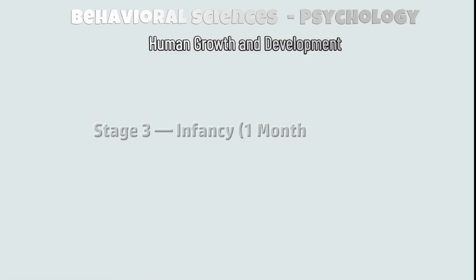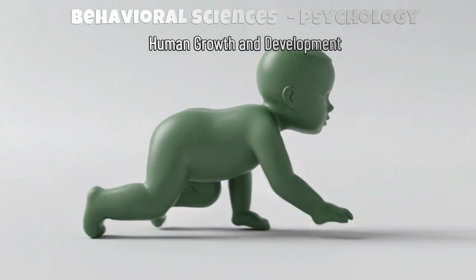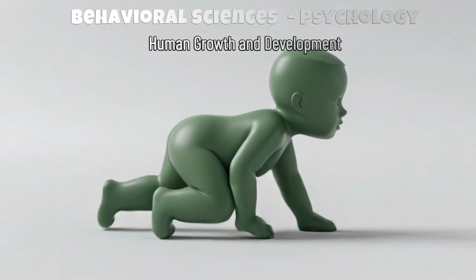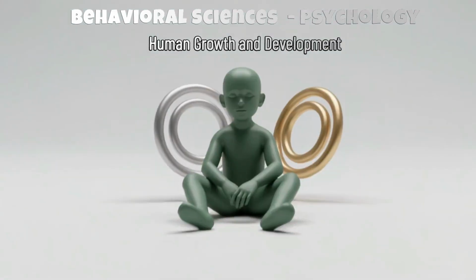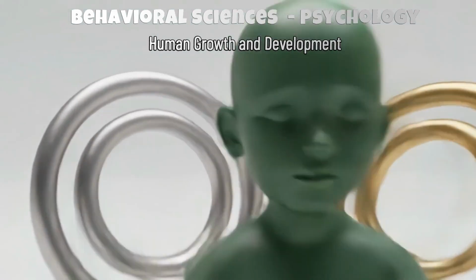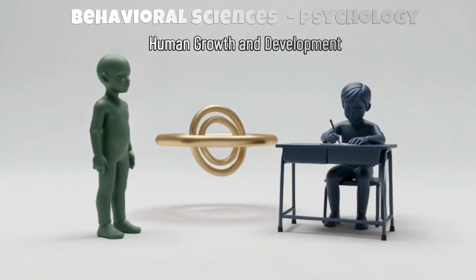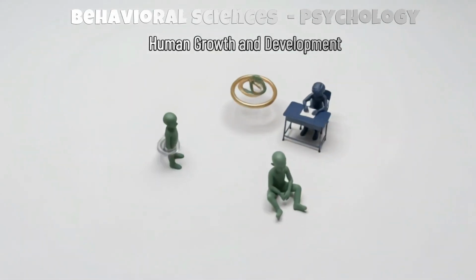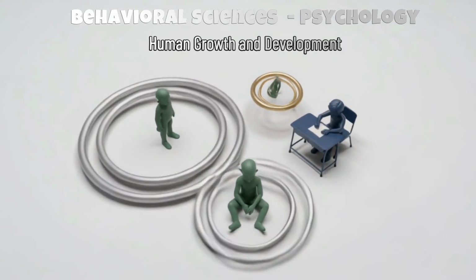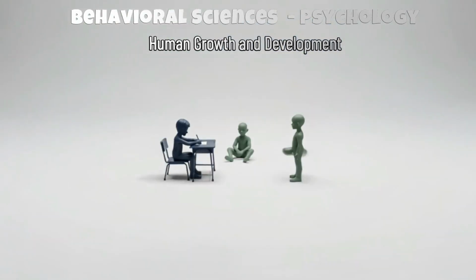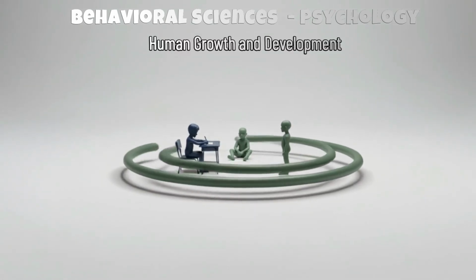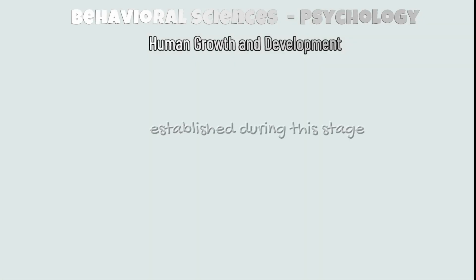Stage 3, infancy, from 1 month to 1 year. During infancy, the baby undergoes explosive growth and rapid development. Birth weight typically doubles by 5 months and triples by 1 year. The infant develops head control, learns to roll, sit, stand, and often take first steps. Language begins as cooing, then babbling, then first words toward the end of the first year. Emotional attachment, especially to the primary caregiver, is also being established during this stage.